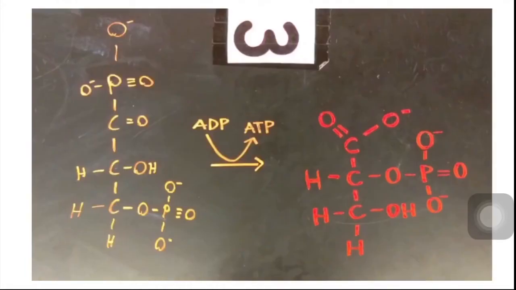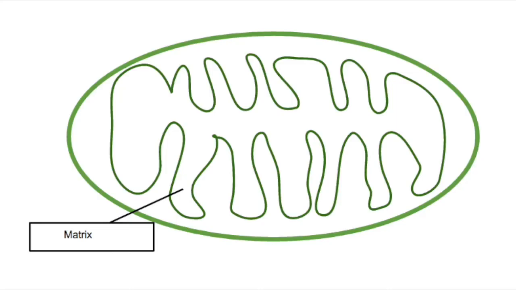The PEP then gives its last phosphate group to the ADP, which results in the production of ATP molecules. And because of this, the PEP then turns into pyruvate. And since there are 2 PEP molecules, this is why there are 2 pyruvates, which are the end product of glycolysis. After the process of glycolysis is the Krebs cycle.